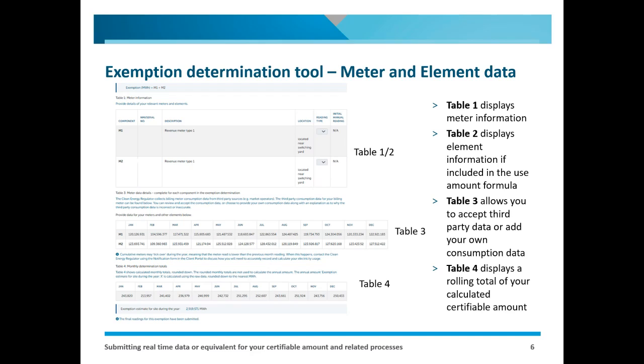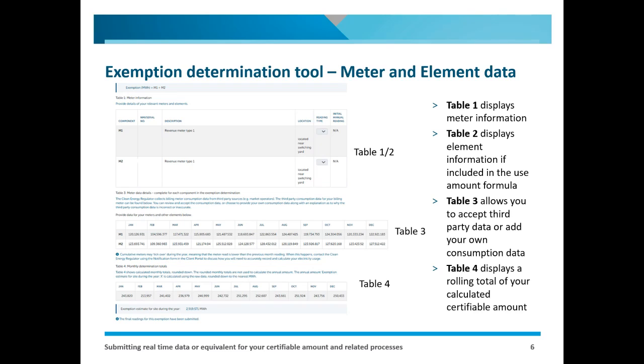Meter and element data. The next data entry points are Table 1, which displays meter information. This table lists each meter and element, and gives a description of each formula component. Table 2 displays element information. In this example, the formula only contains meters. If there are elements for this formula, an additional table would be present with element components listed.